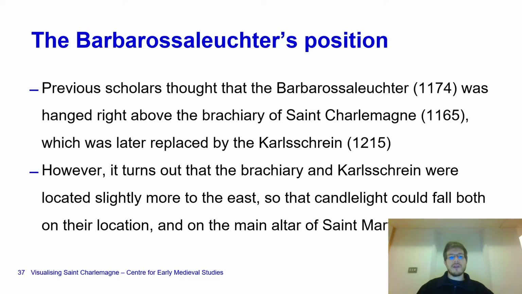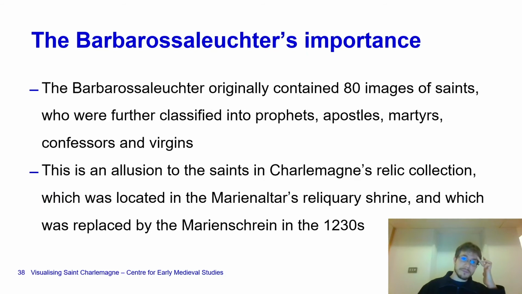However, it turns out that the brachiary and the Karlshrine were located slightly more to the east, so that candlelight could fall on both their locations and also on the main altar of St. Mary. However, they were not beneath the chandelier as postulated by Grimme. This means that the whole idea of Charlemagne entering into heaven like this was not even a possibility.